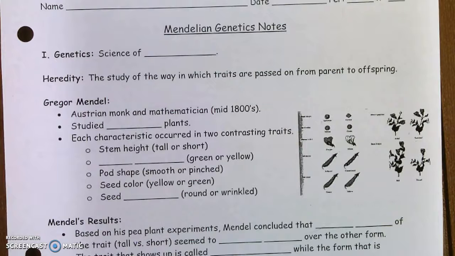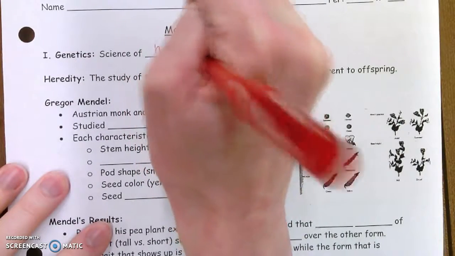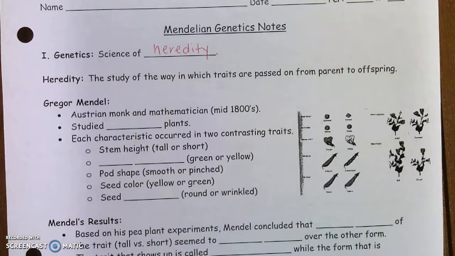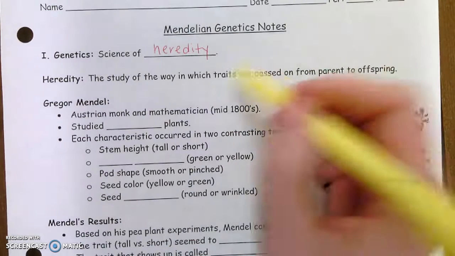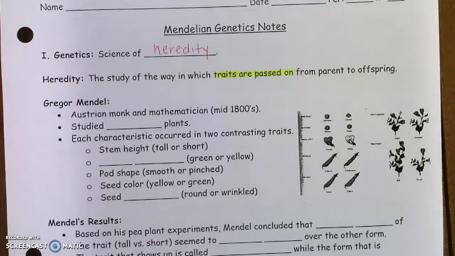So to start, genetics is the study or the science of heredity. Heredity is the study of the way in which traits are passed on from parent to offspring. So if you have a highlighter or a different color writing utensil, a colored pencil, we want to highlight that those traits are passed on. Okay, hereditary things are passed on from one generation to the next.